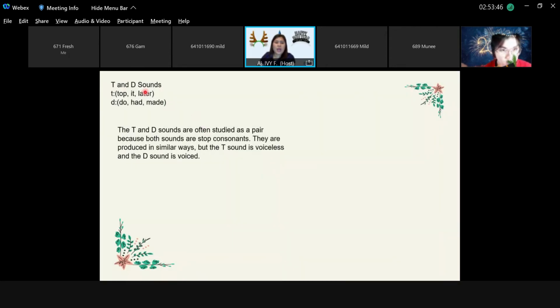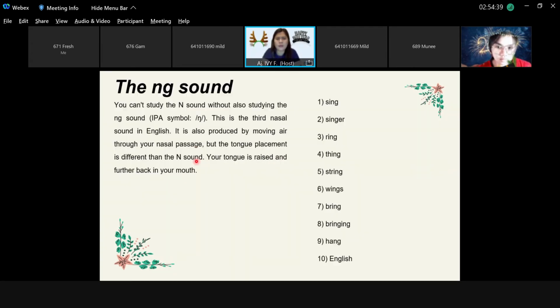Okay. Now we have also the t and d sounds. So t for top, it, and later. D, we have do, had, and made. The t and d sounds are often studied as a pair. That means that they have to be studied together because both sounds are stop consonants. They are produced in similar ways, but the t sound is voiceless and the d sound is voiced. So what does it mean? So it says here that t and d sounds should be studied together as a pair because they are both stop consonants. Teacher, what is stop consonants?